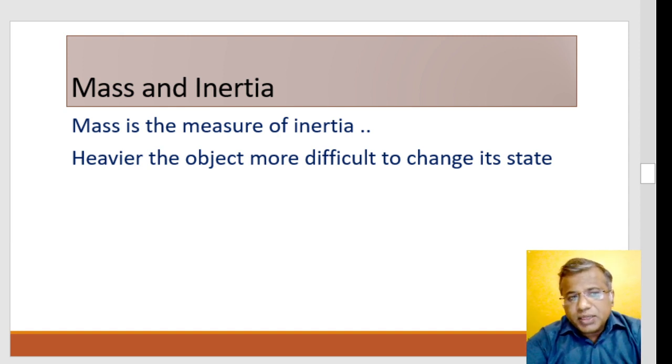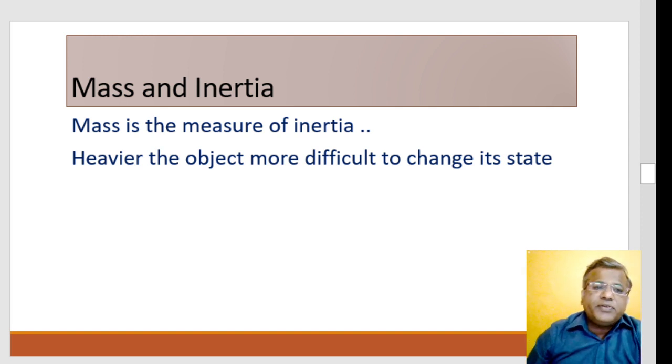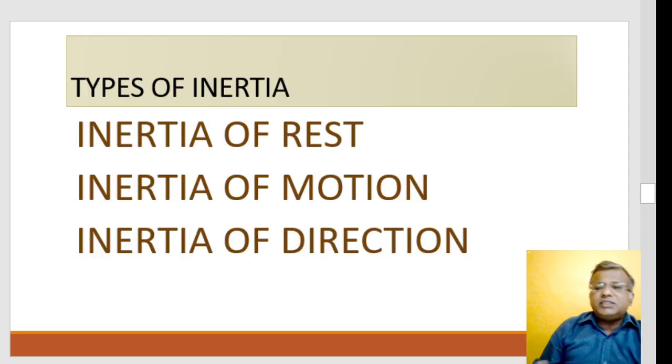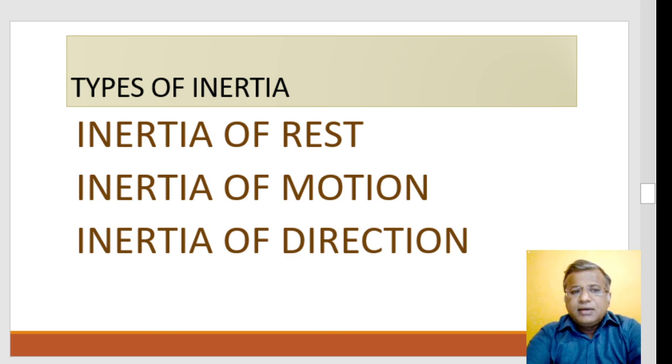Inertia has three types which we will discuss. First is inertia at rest, then you have inertia of motion, and next we have inertia of direction. Motion and direction we can sometimes see together also. Inertia of rest is that the object continues to be in a state of rest unless and until something acts on it. Inertia of motion is that the object will continue to be in a state of motion.